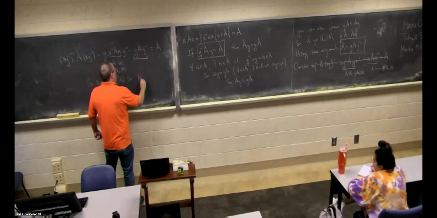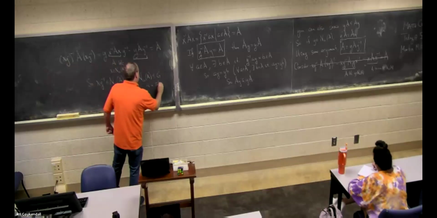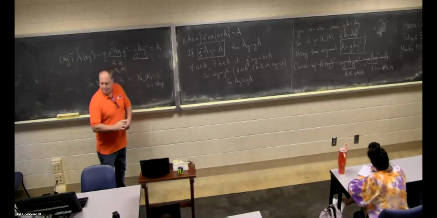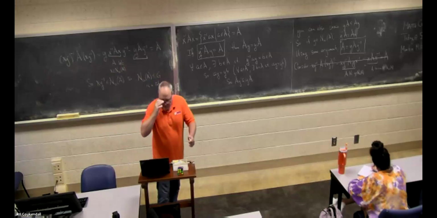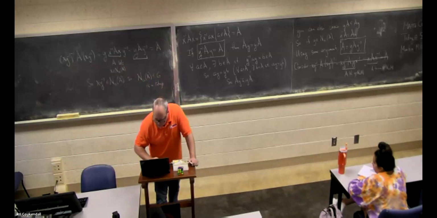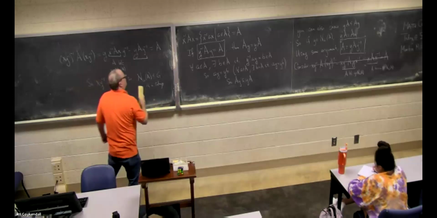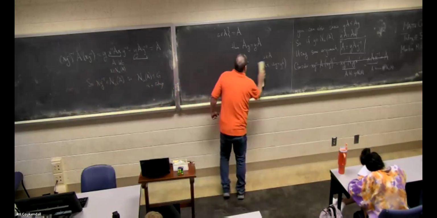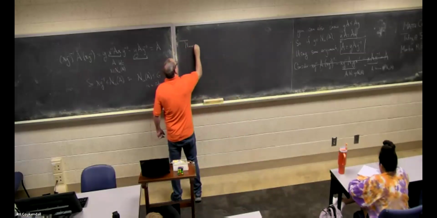I'll leave it as an exercise to prove that the centralizer and the center are both subgroups, but actually that's easy. The hardest one is the normalizer. Any questions on that? Okay.